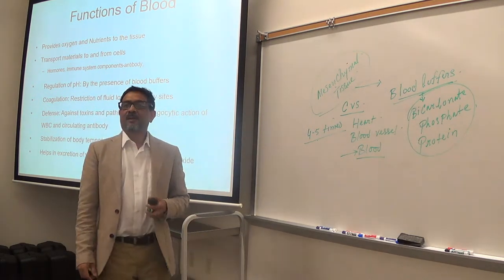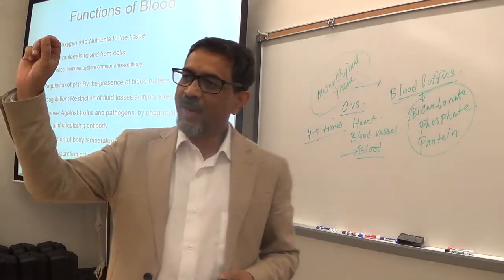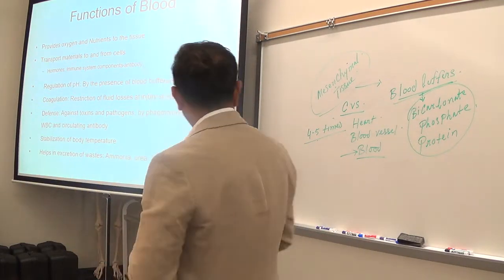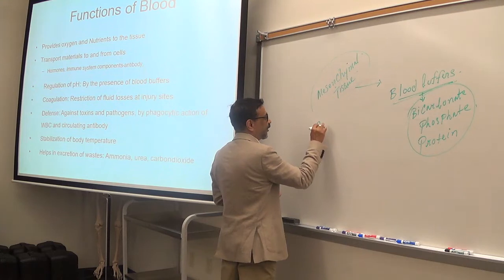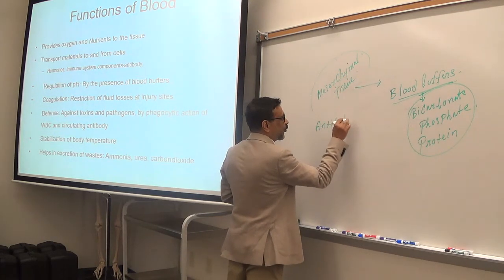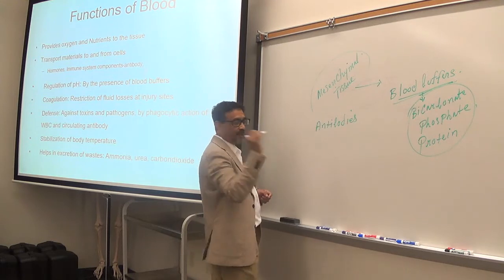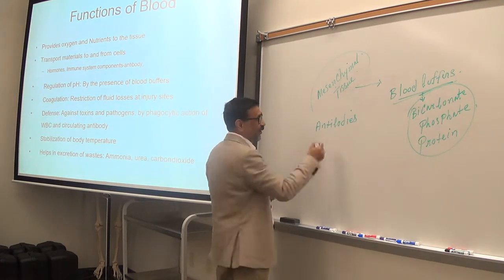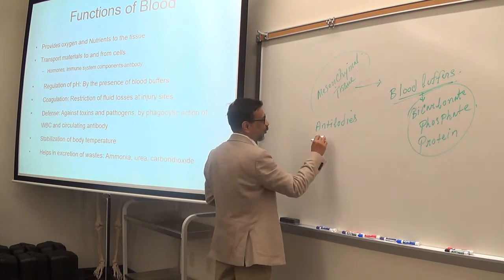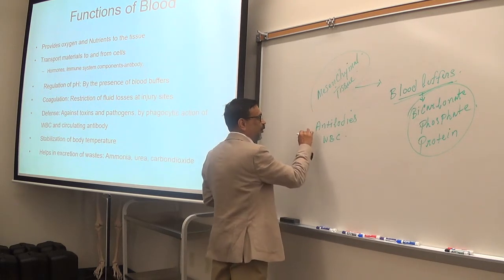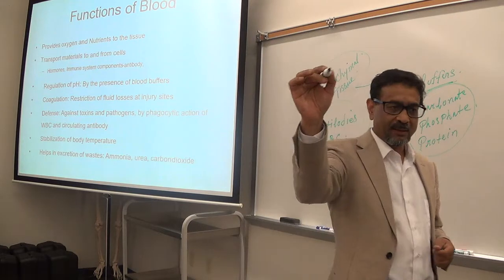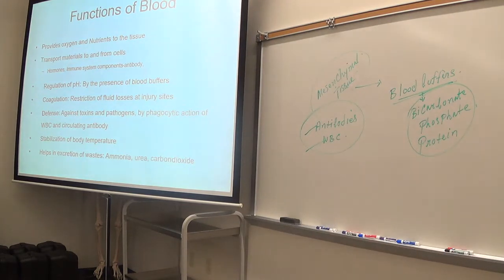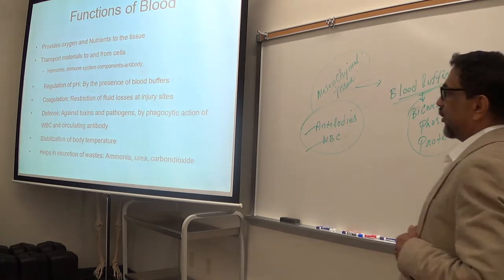Defense. Two components of your blood protect your body. One is antibodies, and another component of blood that protects your body, fights against the antigens, white blood cells. So antibodies and white blood cells are two important components in your blood that protect your body, provide immunity. Okay?